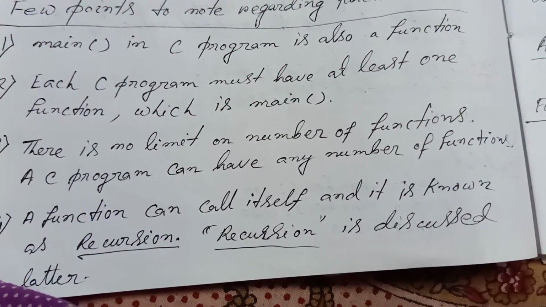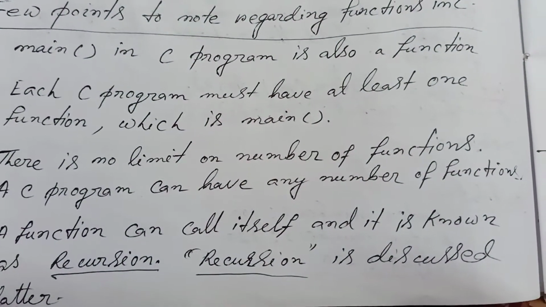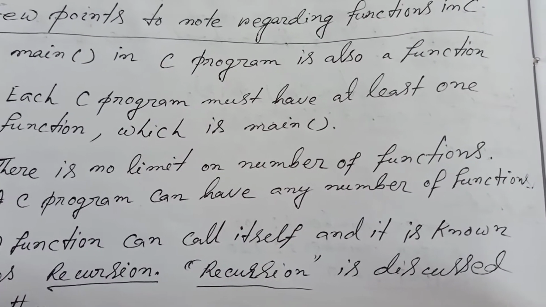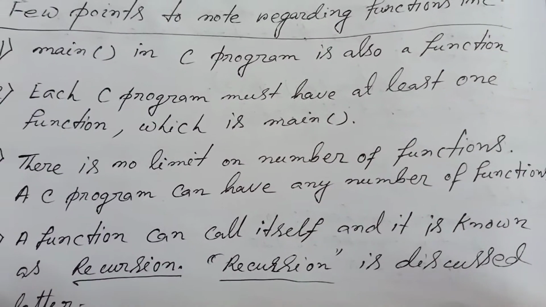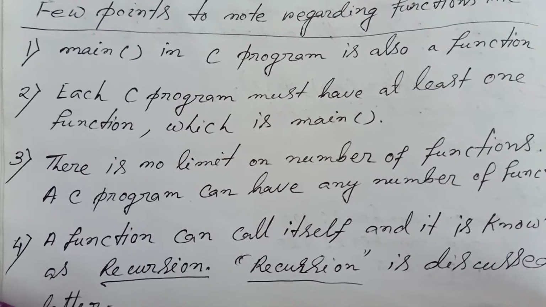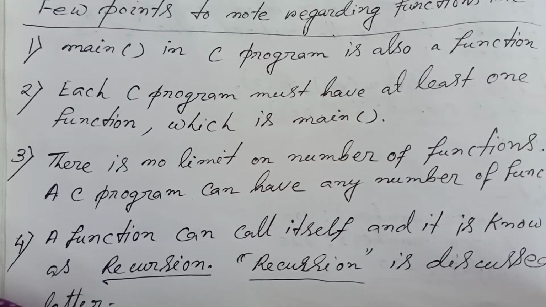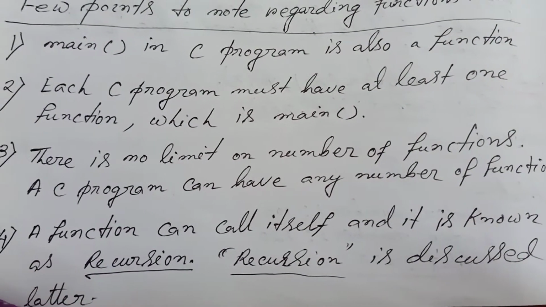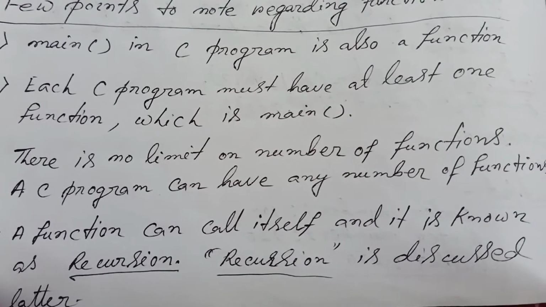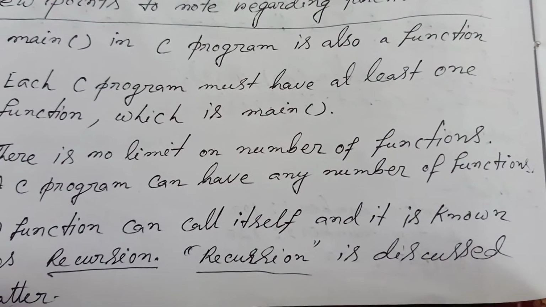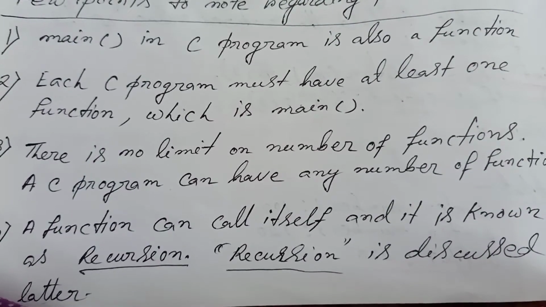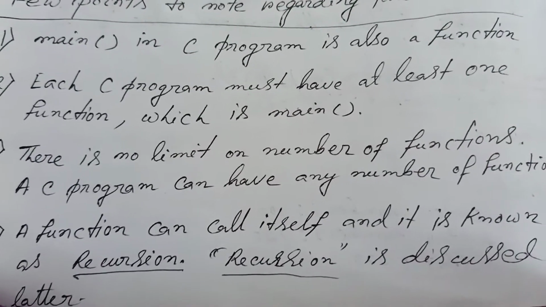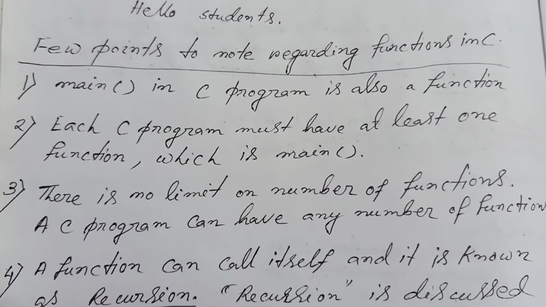Third point: there is no limit on the number of functions. A C program can have any number of functions. And the fourth point is a function can call itself, and it is known as recursion. We will discuss the details about recursion later.